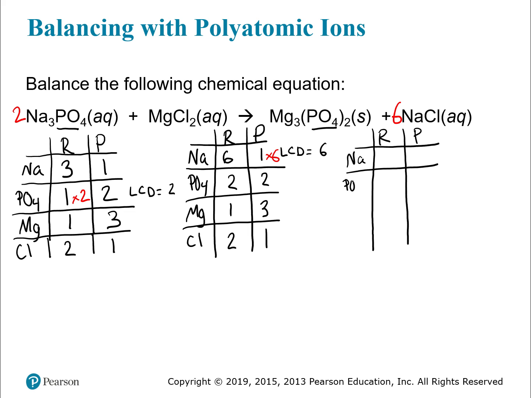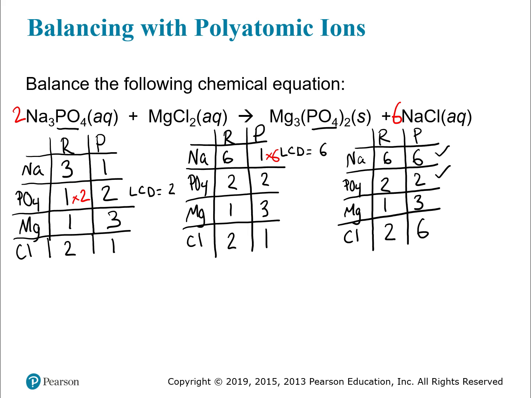This is why I recommend the table after each time, because you can keep track of all the things that have been affected by placing a coefficient in front of a compound. This time we haven't touched anything on the reactant side, but we did touch the product side. The magnesium is still 3, still 2 phosphates, but now we've got 6 sodiums and 6 chlorines. So far we've balanced the sodium and the phosphate, but the magnesium and the chlorine need some work.